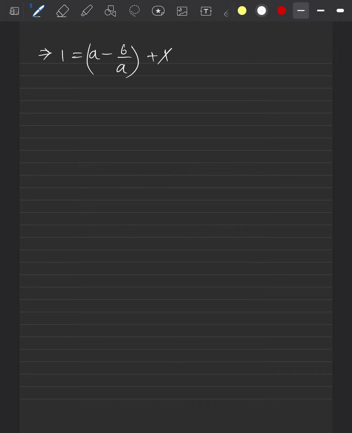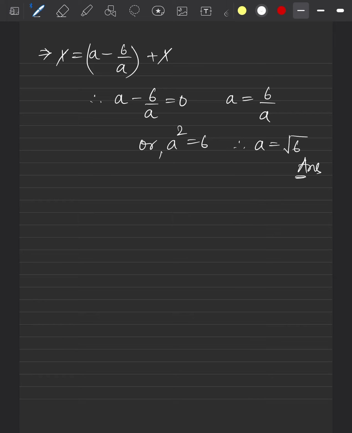So clearly ये plus 1 cancel हो जाएगा and what we will be left with is a minus 6 upon a is equals to 0. तो हमको क्या आ गया, a is equals to 6 by a और a square is equals to 6. Therefore the value of a is equals to root 6, and that is the answer to this question, students.